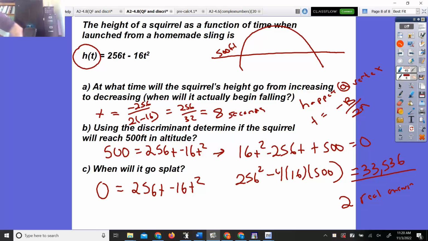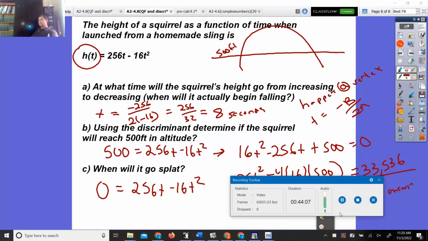That thing can be factored, by the way. And the high point is at the climax. Are you calling the vertex the climax? Yeah. This is why you're not doing so well. You know that, right?